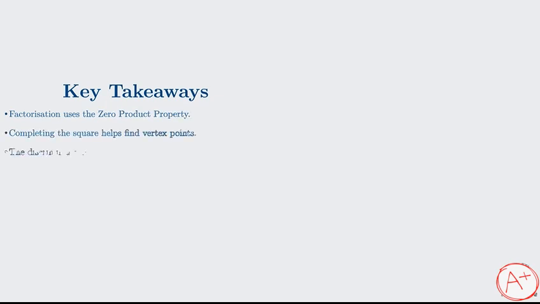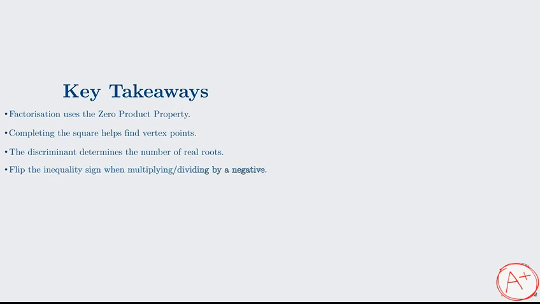To summarize today's lesson, here are the key takeaways. 1. Factorization relies on the zero product property. 2. Completing the square is excellent for finding vertex points. 3. The discriminant tells us the nature of the roots. And 4. Always flip your inequality sign when dividing by a negative number.